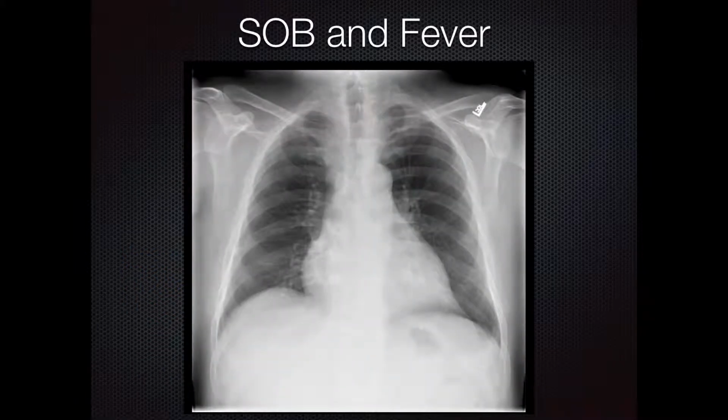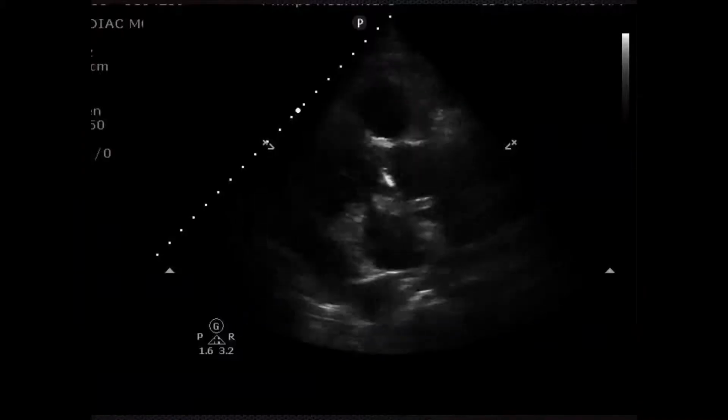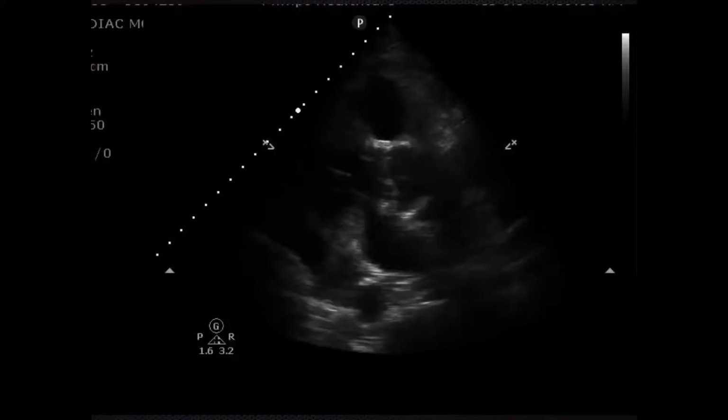This patient presented to the emergency department with the chief complaint of shortness of breath and fever. The patient was in their 50s or 60s and was complaining of multiple things, myalgias, diarrhea, but primarily shortness of breath and fever. This was the patient's chest x-ray, which was largely unremarkable. O2 sat was 100%, normotensive, and maybe a little tachycardic to 105, but otherwise not that remarkable. We did a bedside echo.